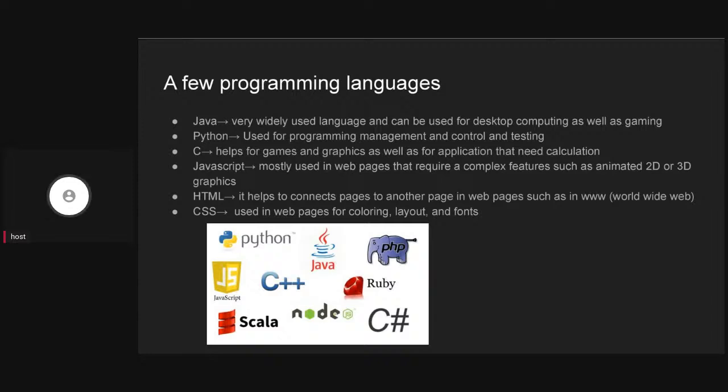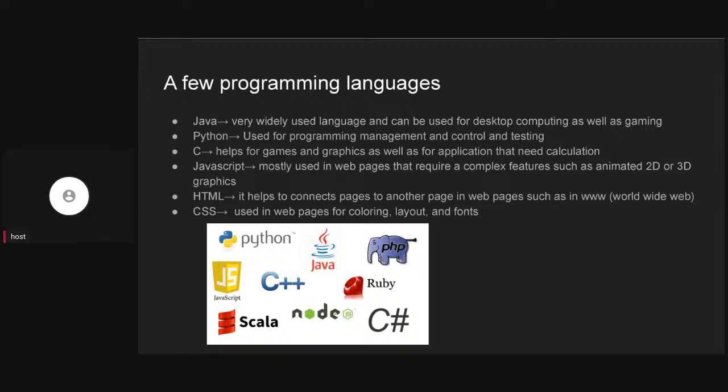And next one is Python. This is also, I would say, in my opinion, the second most known language. Well, this is just my opinion. This is used for managing, controlling and testing. It's very useful in the real world. So Python is also being taught in many universities around the world as well.